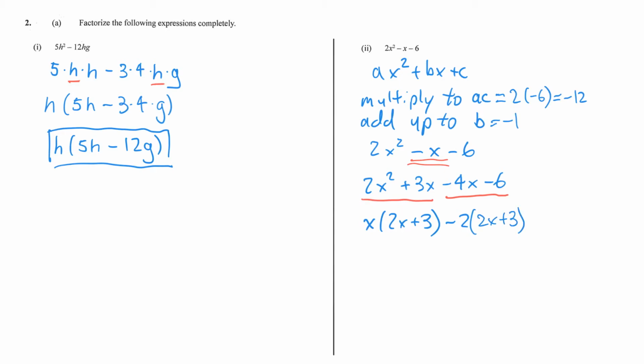So what we notice at this point is we have a 2x plus 3 in the first group, a 2x plus 3 in the second group, which means that we can factor that out, leaving me with x minus 2 times 2x plus 3. And that is our final answer.